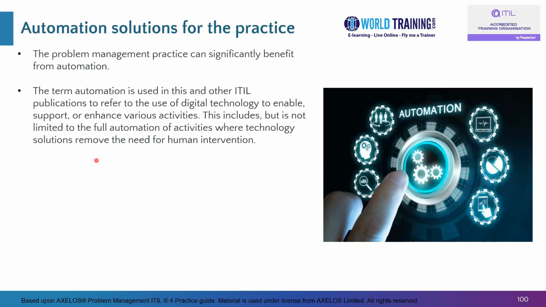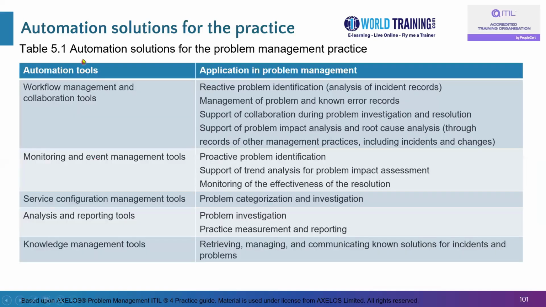However, human intervention would be needed. There cannot be reliance on 100% automation for everything in an organization. We begin with understanding some of the key solutions for the problem management practice from an automation perspective. The first is the workflow management and collaboration tools. Then we also have the monitoring and event management tools, service configuration management tools, analysis and reporting tools, and the knowledge management tools.